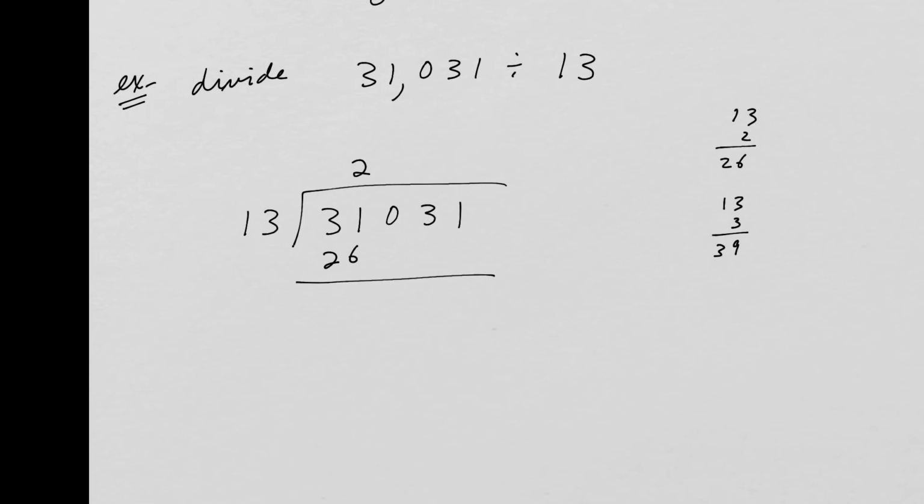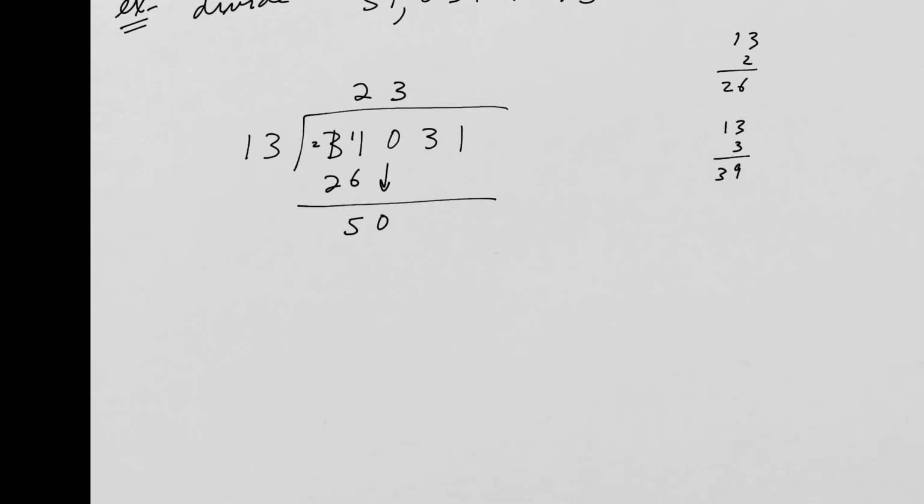I'm going to subtract, right? So I need to borrow. That's a 2. I borrowed basically a 10, so I can put a 1 there. 11 minus 6 is 5. And then I bring down the next digit. So this is a 0 here. 13 into 50. Let's see. It looks like that will be 3 times.